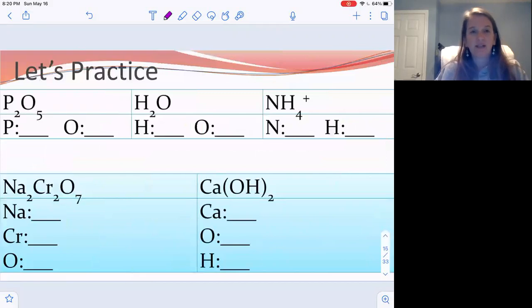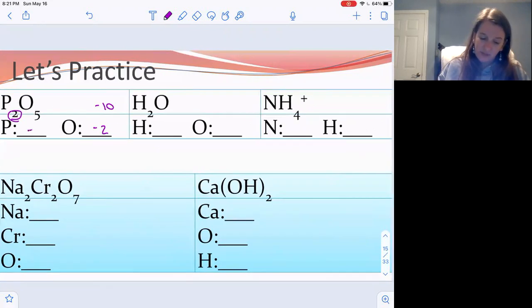All right, so let's practice here. Looking here, we've got P2O5. We know that oxygen is always going to be -2, so we start there. And we know that the sum has to equal 0. So we have 10 total negatives from our 5 oxygens, so our 2 phosphorus have to equal +10. So the phosphorus has to be a +5.